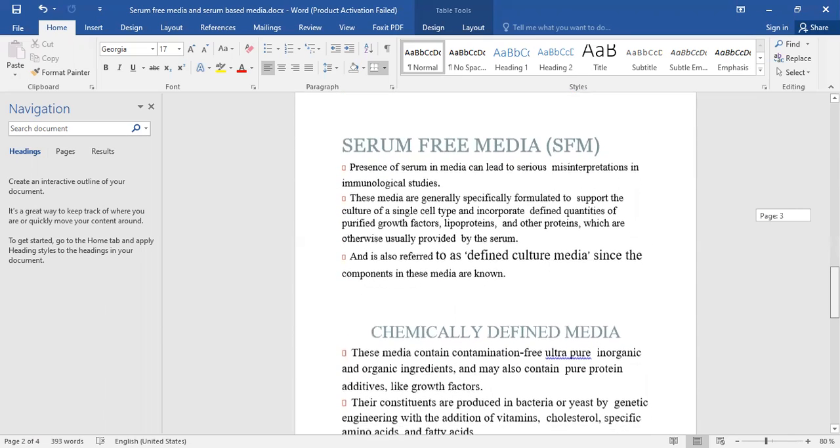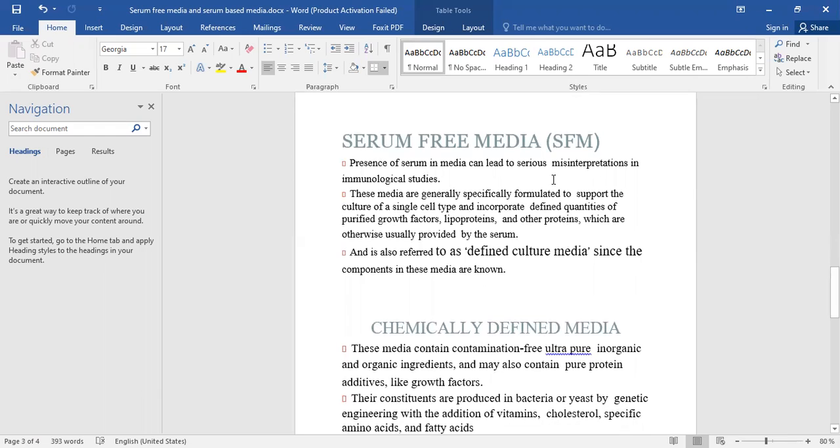The next one is serum-free media. The type of media which does not contain any kind of serum is known as the serum-free media. And why do we not add the serum? Because the serum may lead to some serious problems, for example, for immunological studies, and sometimes contamination. These serious problems can be eliminated by removal of the serum from the media.